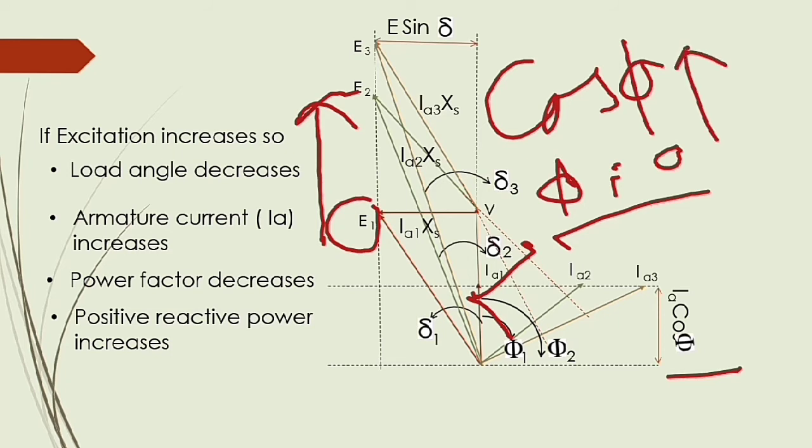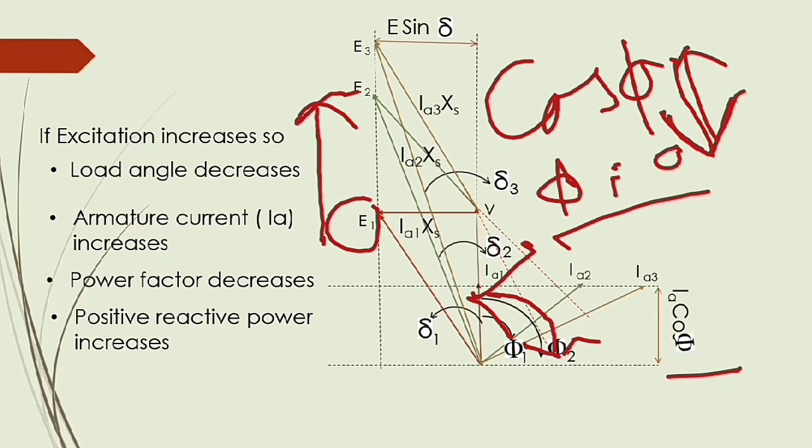Okay, then, sorry, cos phi will decrease, sorry, decrease. Cos phi will decrease. So when we increase the EMF, the excitation again, we say the power factor angle increases, but cos phi gets reduced. That means if we increase the excitation, the power factor will also be affected and decrease. So in this way we can control the power factor here also.